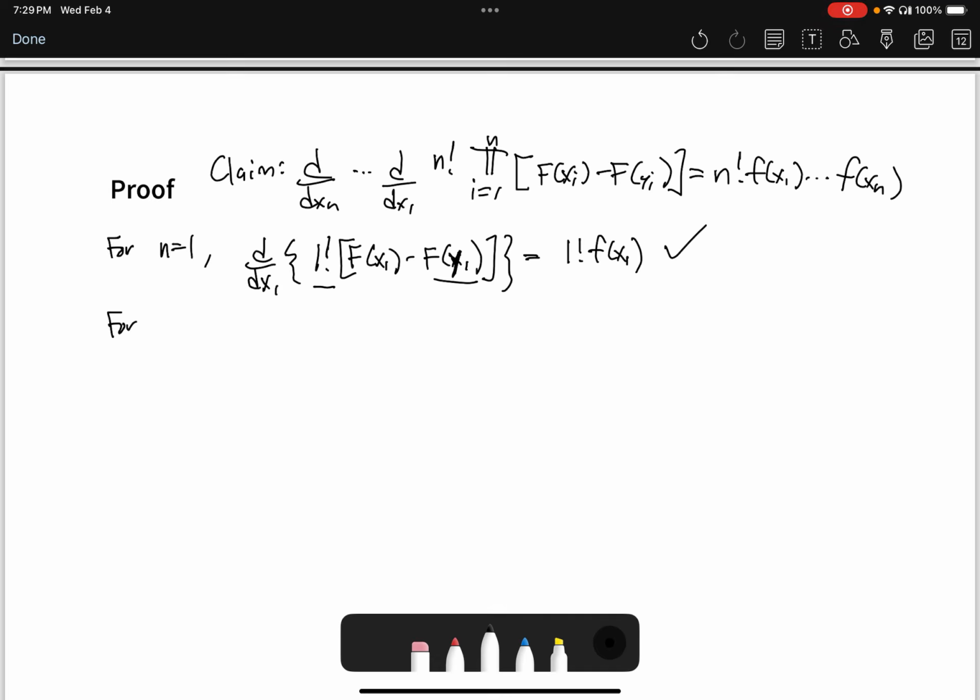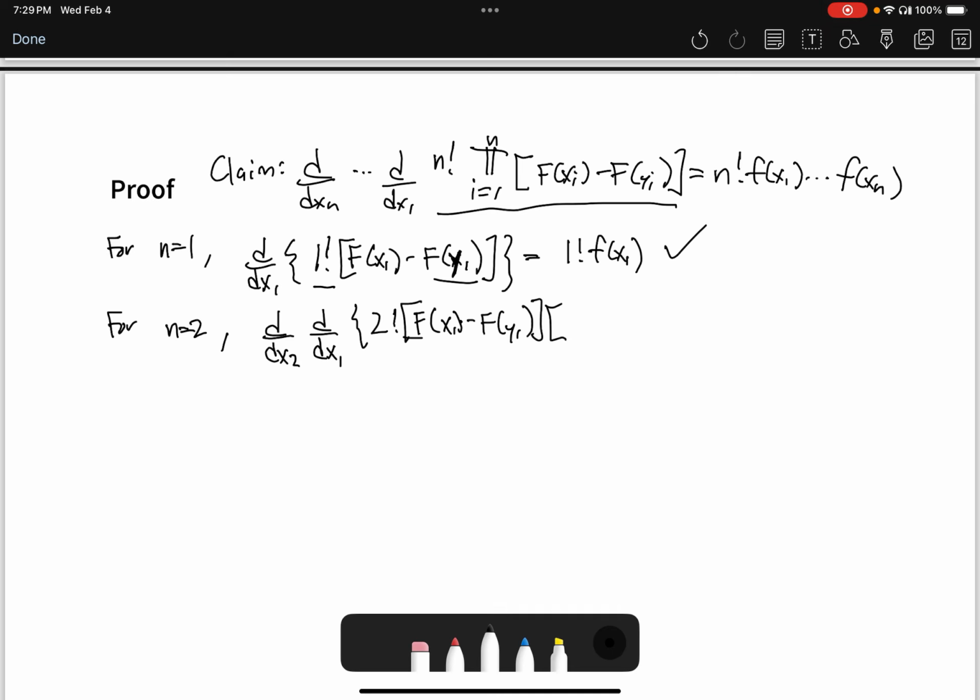Okay, well, maybe that's a little bit too trivial. You're not convinced. We'll do it for n equals 2. So now we take the derivative of this with respect to x2 and x1. And we're going to get 2 factorial. Okay, so we're just doing this part right here. 2 factorial, and then there's only two cases, so we'll just write them out. So we have F of x1 minus F of y1, that difference, times F of x2 minus F of y2.